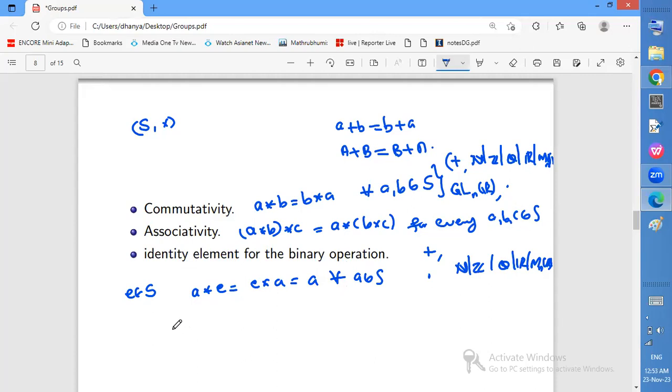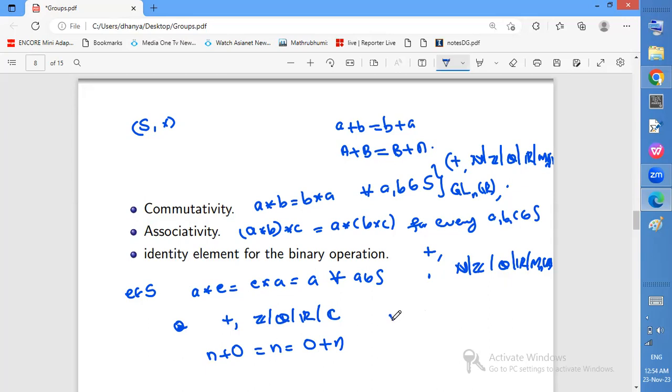What are the examples? If I am considering the binary operation addition on the set Z or Q or R or C, what will be the identity element? We know that 0 belongs to these sets, right? And also we know that for any number n, n plus 0 is equal to n is equal to 0 plus n. So this satisfies the required condition. So 0 is an identity element for the binary operation addition for these sets.